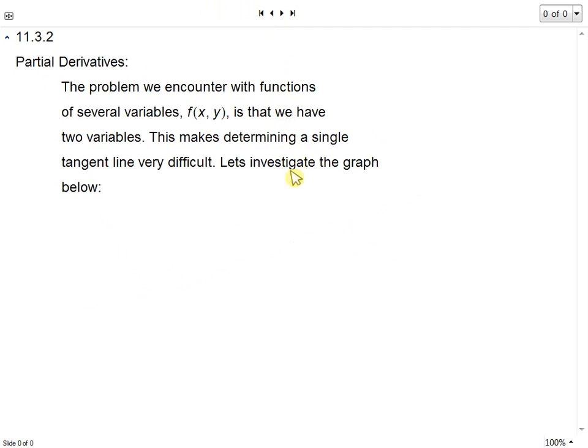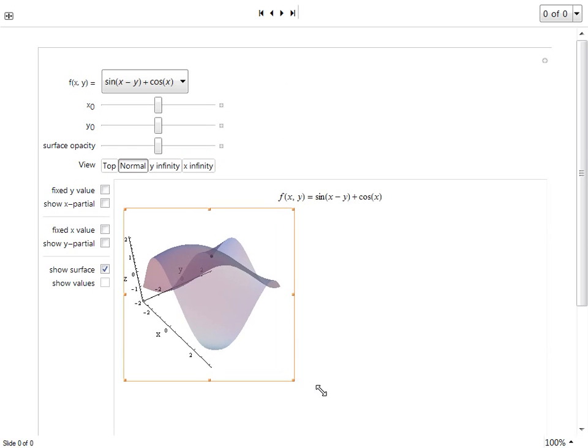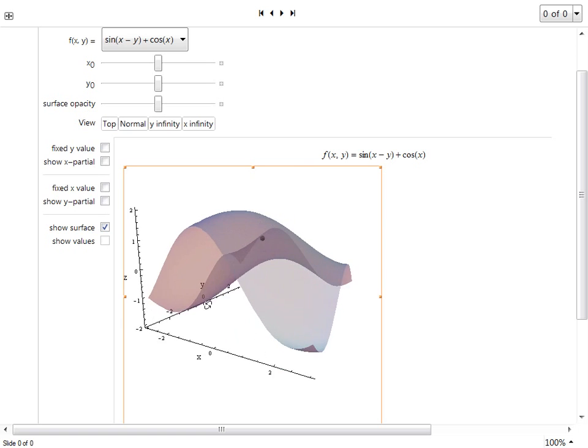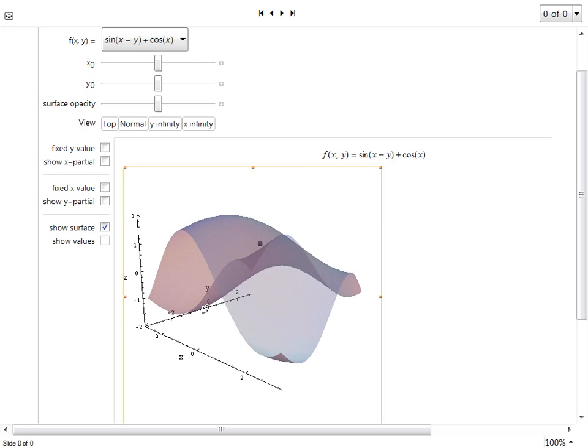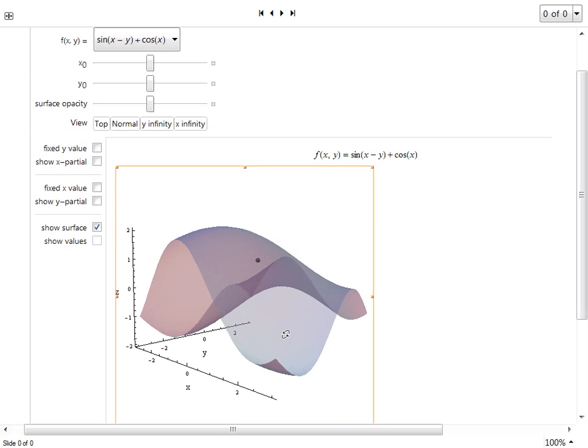Now, the problem we encounter with functions of several variables is that we have two variables. This makes determining a single tangent line very difficult. I think this is a great picture. Our axes are a little bit different. It's still the right-hand rule. Our speckled surface, our x-axis is this way now. Y is this way. So we still have the right-hand rule here.